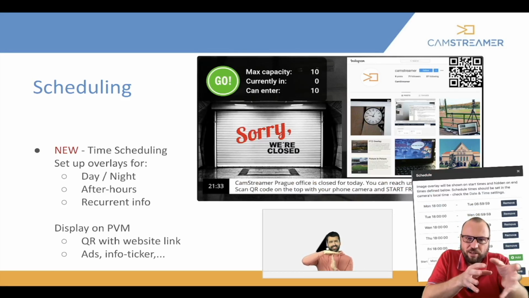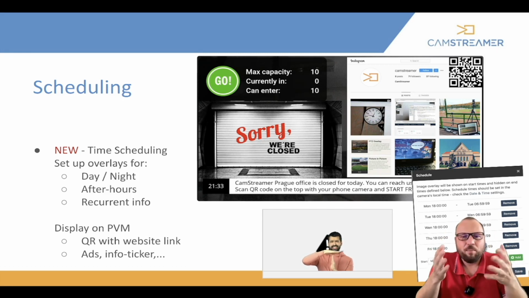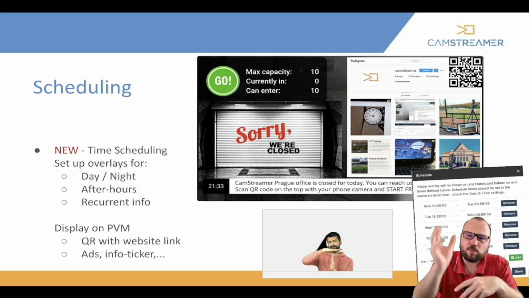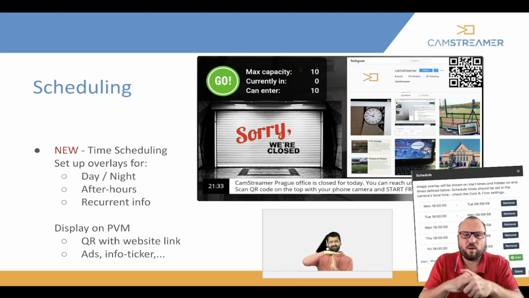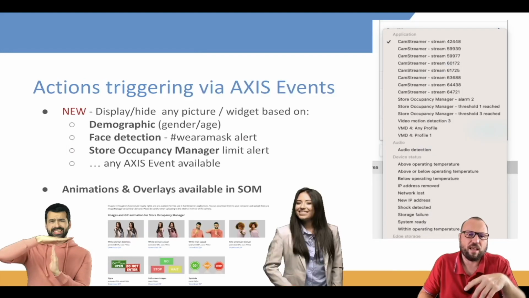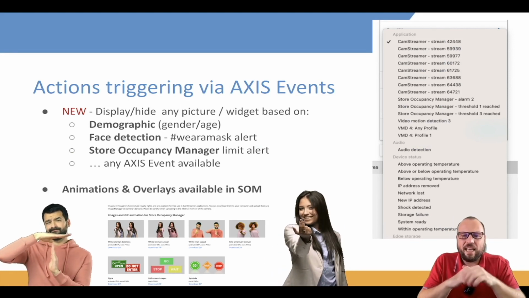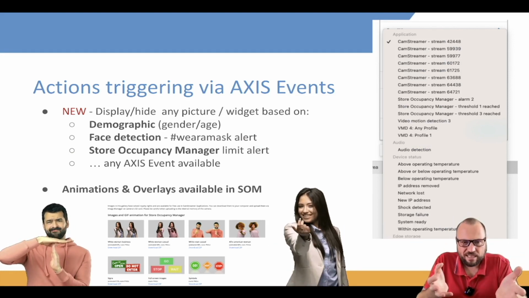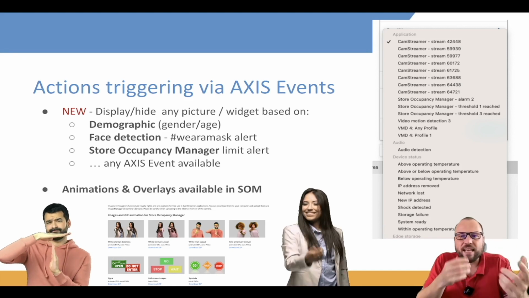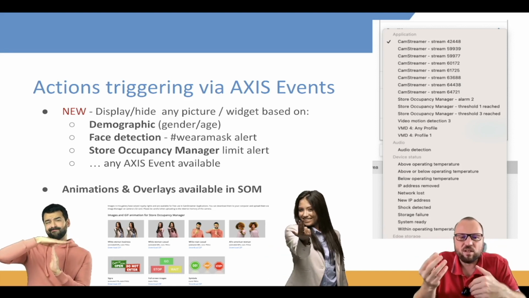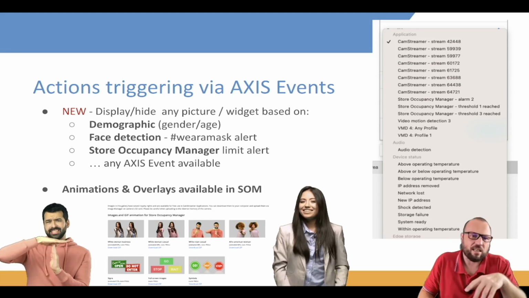So the video you saw in the beginning where I was entering the office is the same video, and the camera works at night as a POS communication tool. So anyone who passes by sees on the television, yeah, we are closed, but scan this QR code and visit our web store, make a booking or place an order or whatever. We support Axis events in Store Occupancy Manager. So you can, based on the streams and based on the levels of occupancy, trigger other actions.